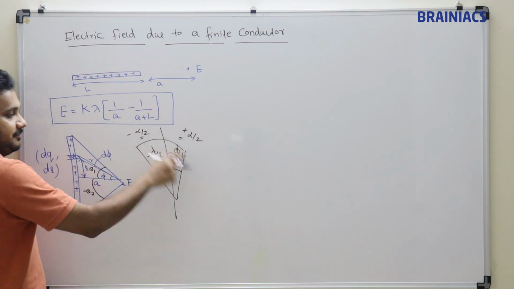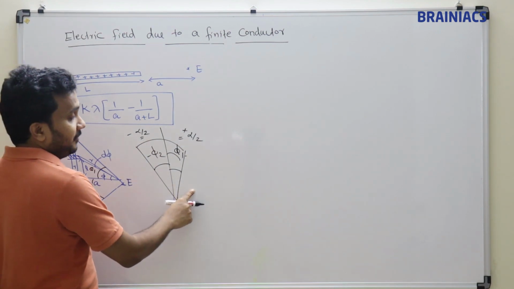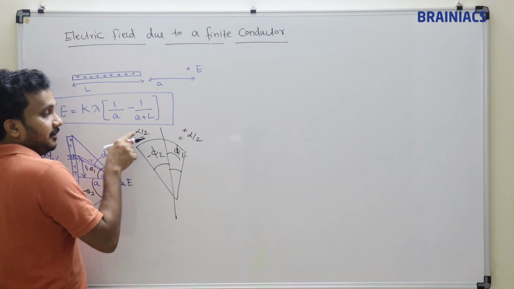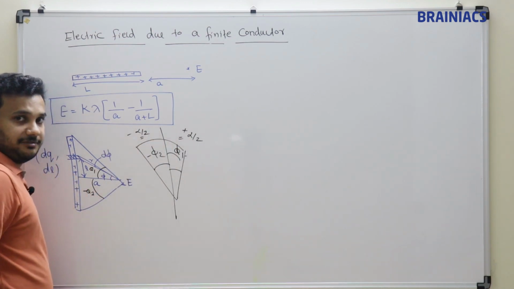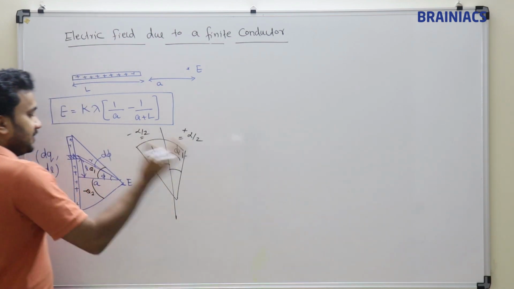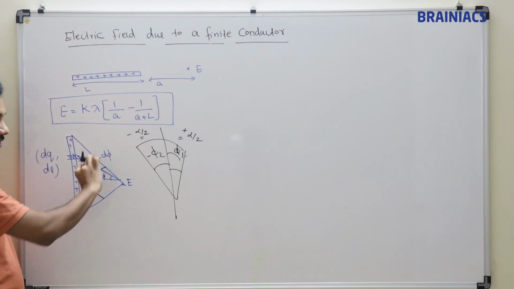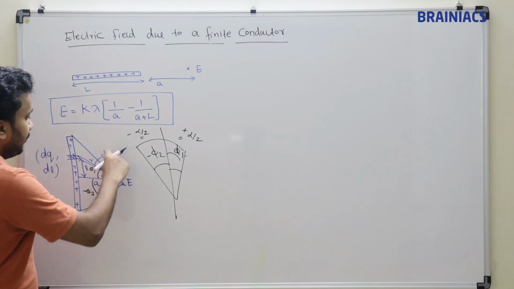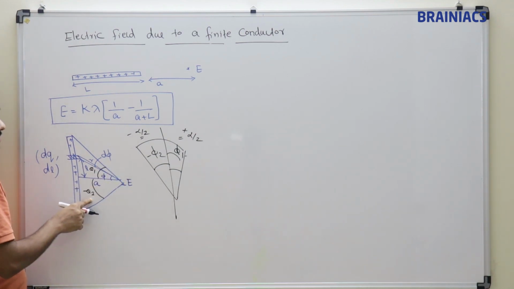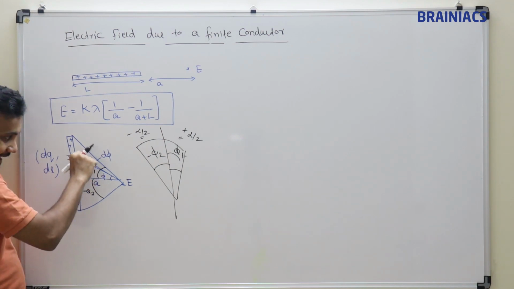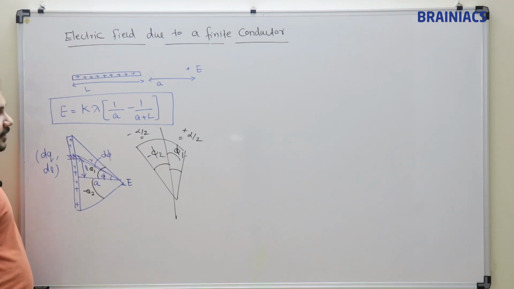Hope you remember from the last sessions how we took minus alpha by 2 and plus alpha by 2, left and right. Similarly here, bottom is negative, up is positive. So theta 1 is the angle made on the top side and theta 2 is on the down side, and the small current element makes an angle phi, and this element's angle is d phi.